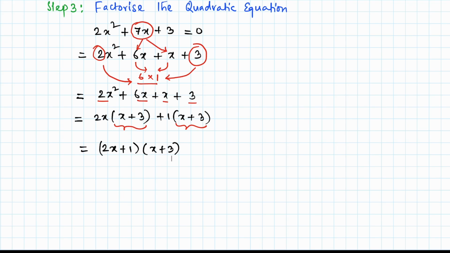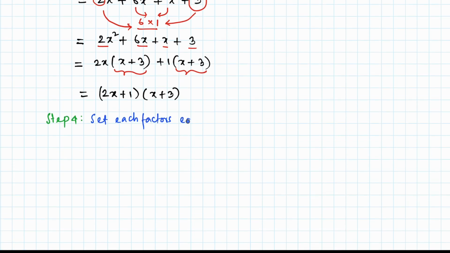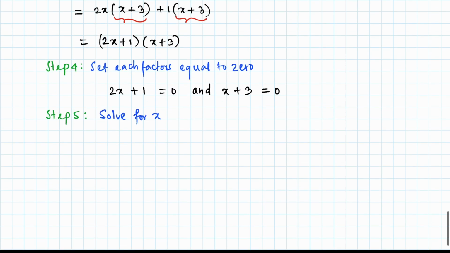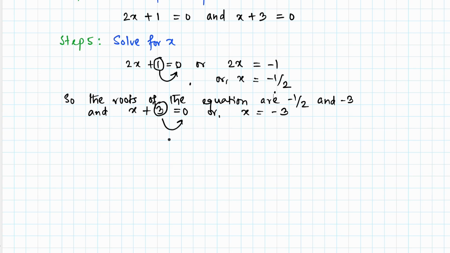Now step number 4 is we need to set each of the factors equal to 0. So 2x plus 1 equal to 0 and x plus 3 is equal to 0. And step number 5, then we solve for the variable x. So 2x plus 1 equal to 0, or 2x is equal to minus 1, or x equal to minus half, and x plus 3 equal to 0, or x equal to minus 3. So the roots of the given equation are minus half and minus 3.